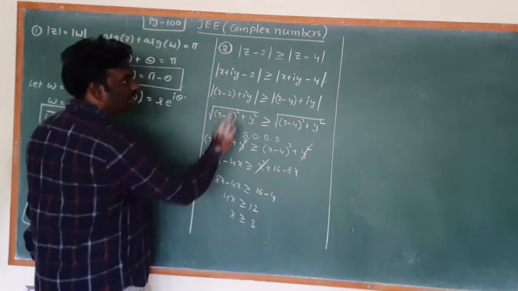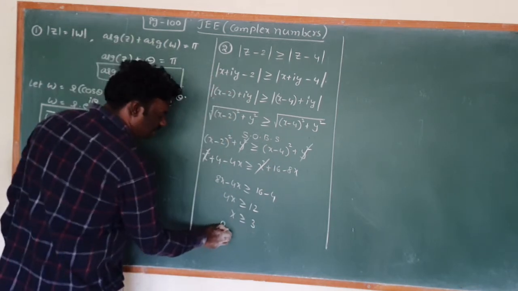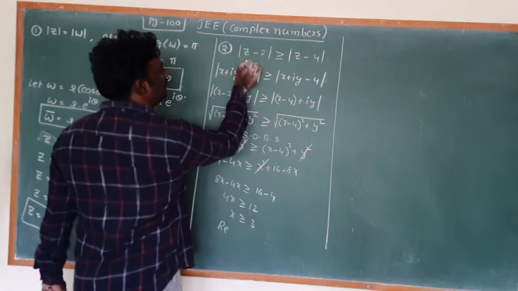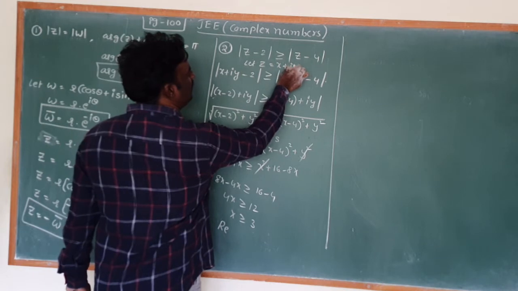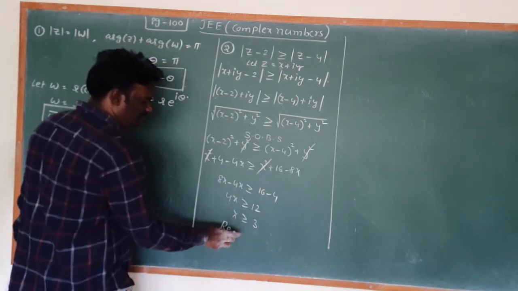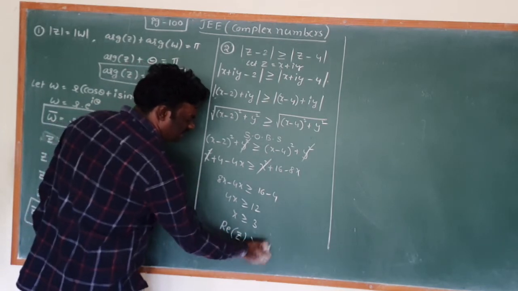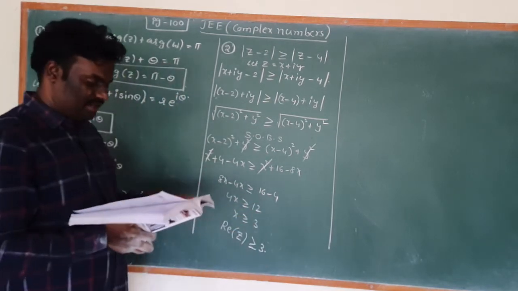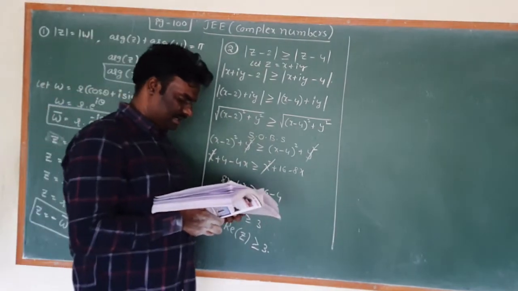Here x is called the real part or the imaginary part? X is called the real part, because I am taking z equal to x plus iy. X is the real part, y is the imaginary part. In place of x I am taking real part of z is greater than or equal to 3. That is the final answer. That is nothing but option 1 is the correct answer.